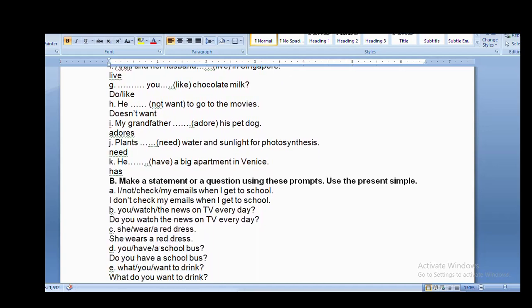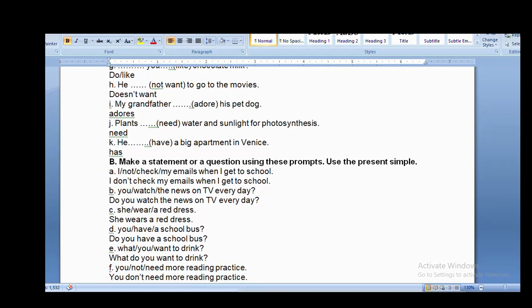Number B, make a statement or a question using these prompts. Use the present simple. So the sentences are in jumbled position here. We have to arrange these words to make a sentence. The sentence might be an affirmative sentence or interrogative sentence. I don't check my emails when I get to school. So do you watch the news on television every day?